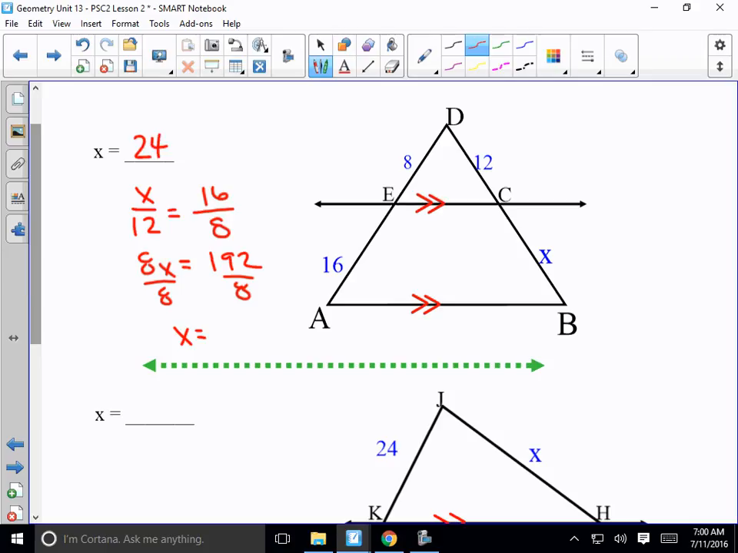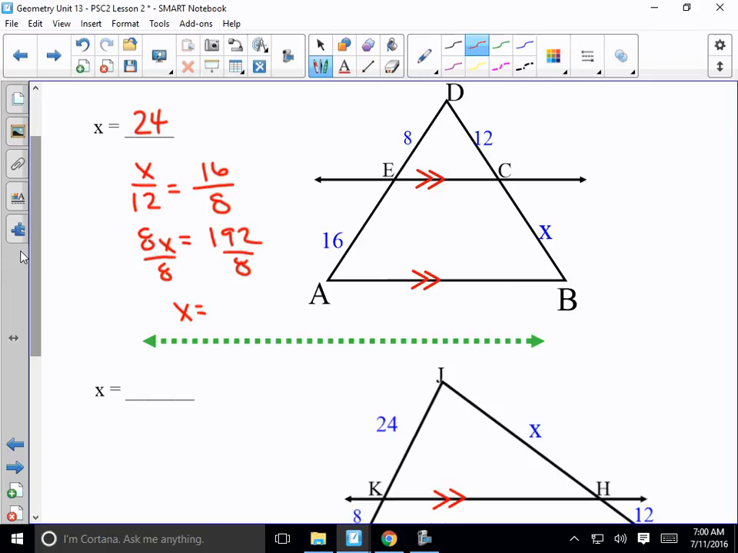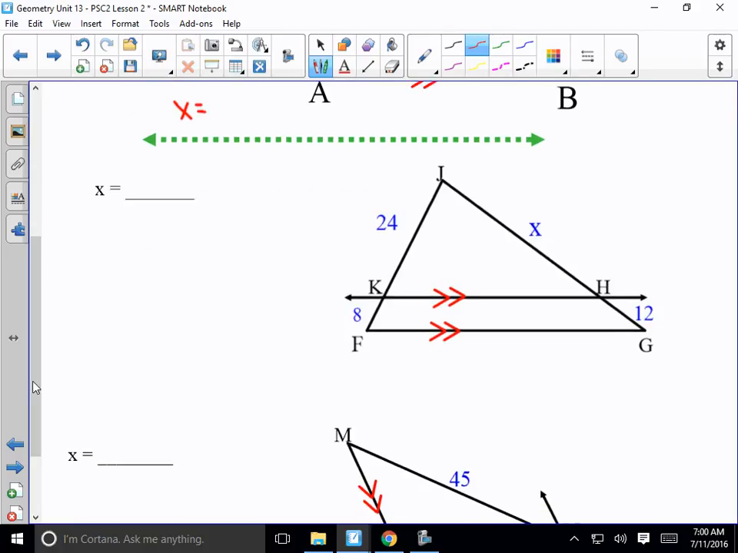Okay, and always make sure that that answer makes sense based on what you're looking at. So we've got the 8 and 16. Okay, 8 is smaller than 12. So we know that the 16 has to be smaller than x. And then we also know that x should be bigger than 12, based on looking at the opposite sides. So whenever you get an answer, make sure that you check your answer to see if you have the correct value. Now, these other two examples, very similar.